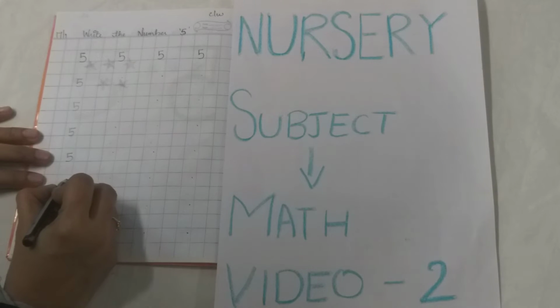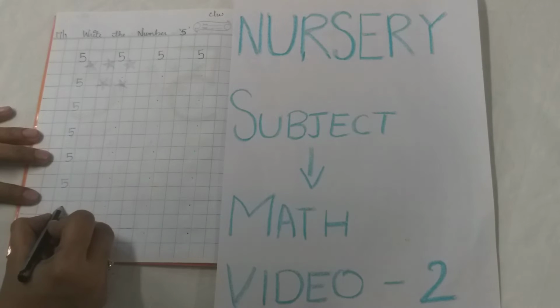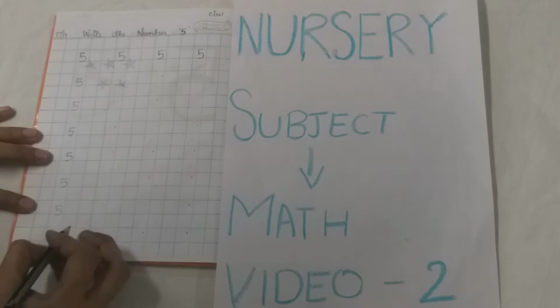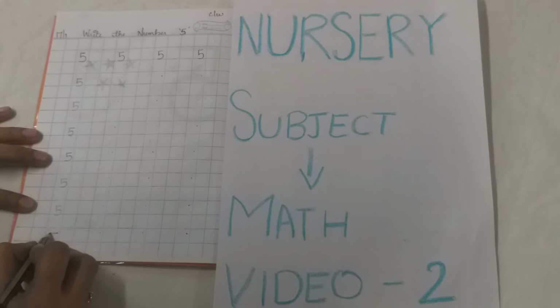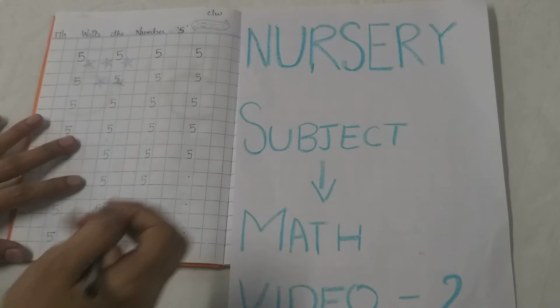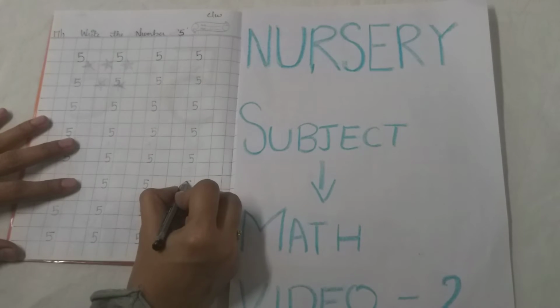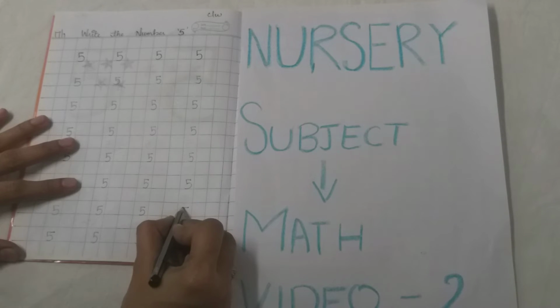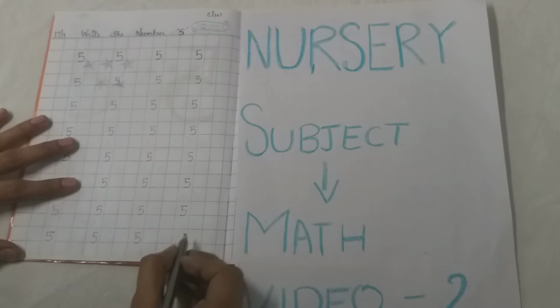Okay? Sleeping line, standing line, left curve. 5. Touch the line and write. Okay? Sleeping line, standing line, left curve.